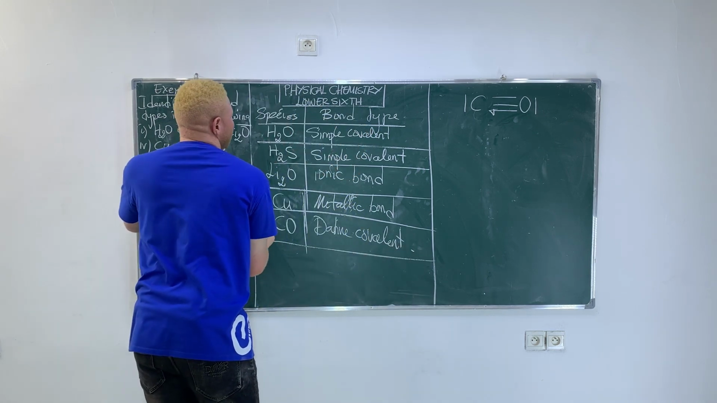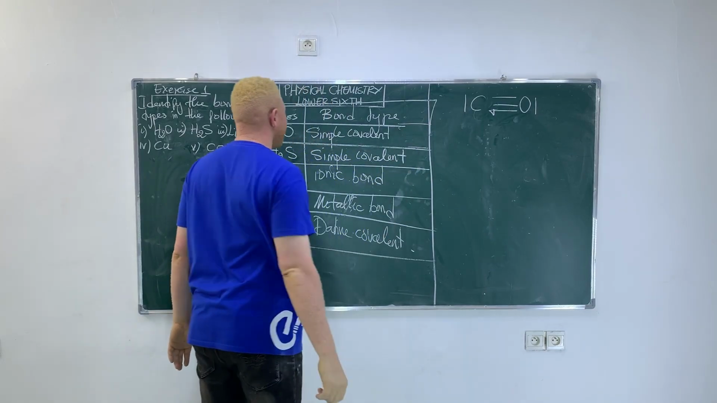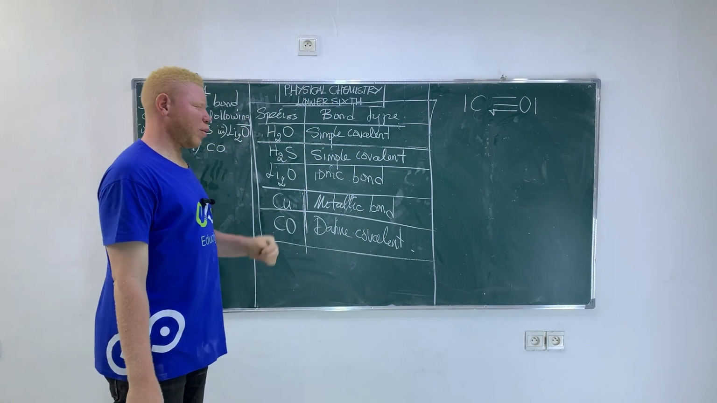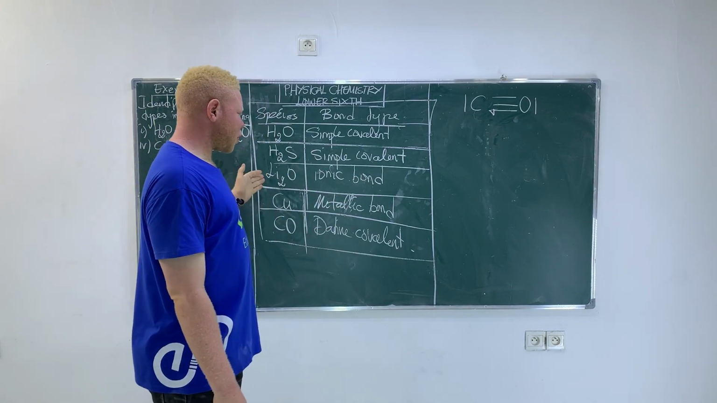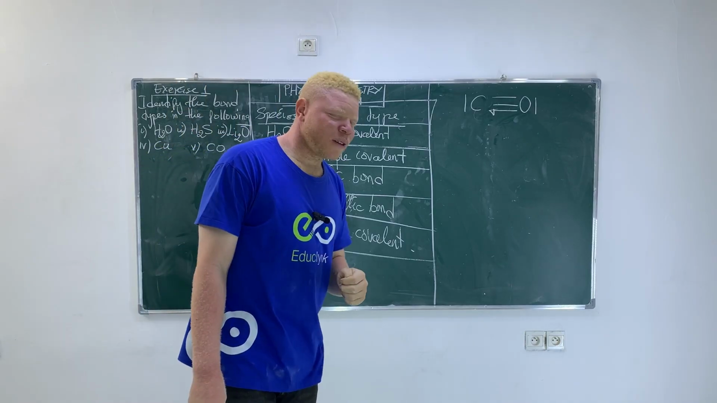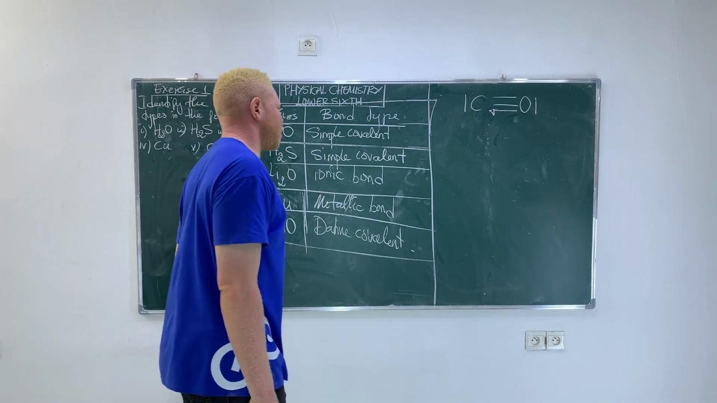In the tabular form, these are the various species and their bond types. We have water, simple covalent bond; hydrogen sulfide, simple covalent bond; lithium oxide, ionic bond; copper, metallic bond; and CO, a dative covalent bond.